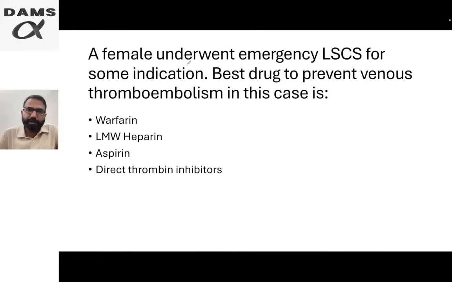A female underwent emergency LSCS for some indication. A case was given, the best drug to prevent venous thromboembolism. The risk of DVT is there because of the cesarean. So basically after surgery there is risk of thrombus formation. To prevent this thromboembolism, we give some anticoagulants. So what is the best drug in this case? Now you can see most of the questions were integrated questions. This question was integrated with OBG, obstetrics and gynecology.